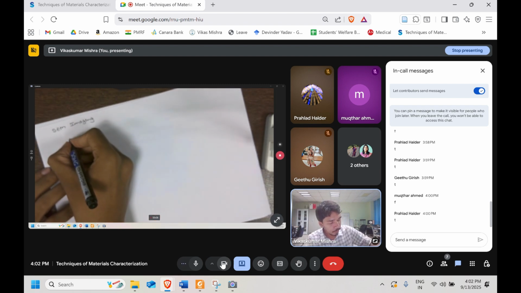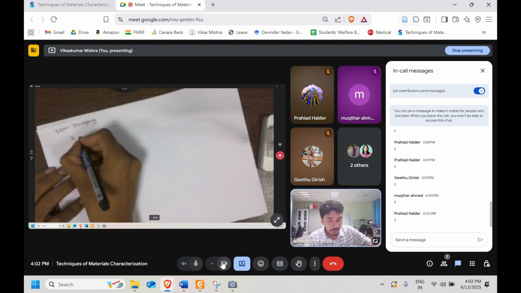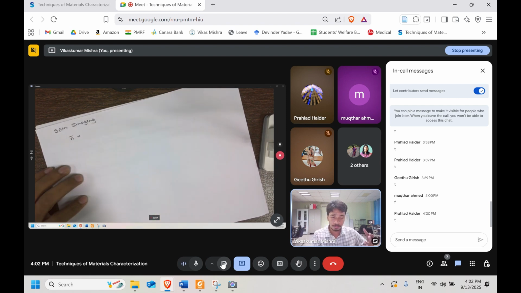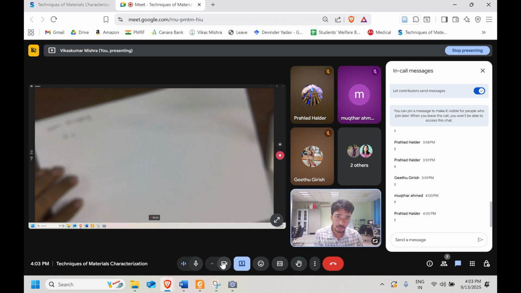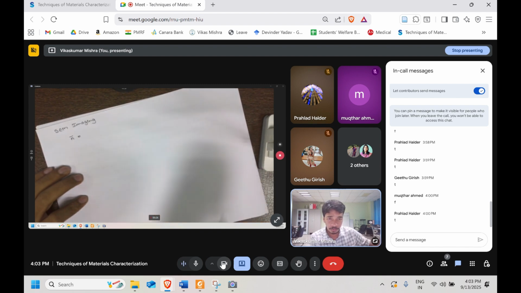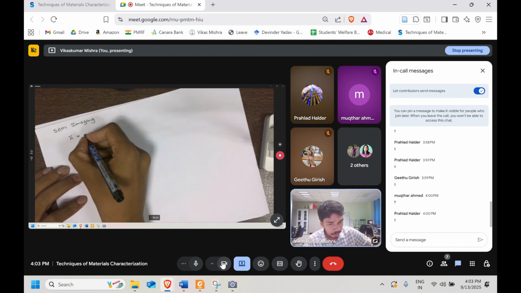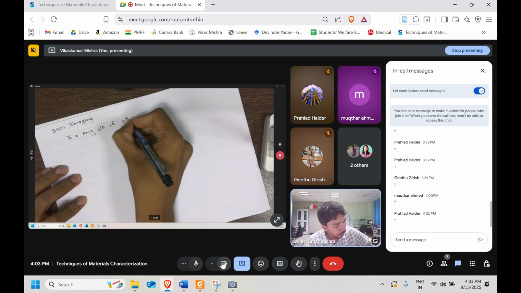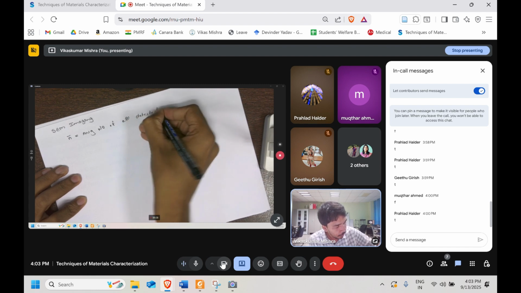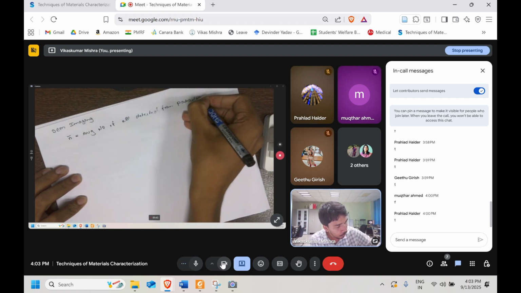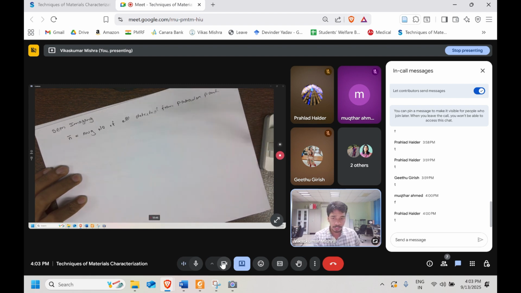Let us say n bar is what is a. Now our concern is about the signal, noise, and the contrast. And what we can say is the average number of electron detected from a particular point. Let's write it: average number of electron detected from particular point.